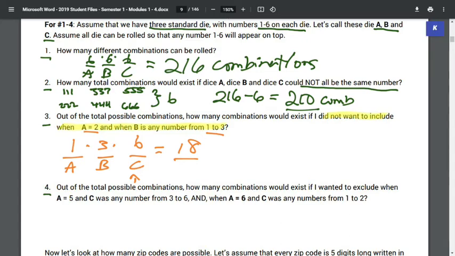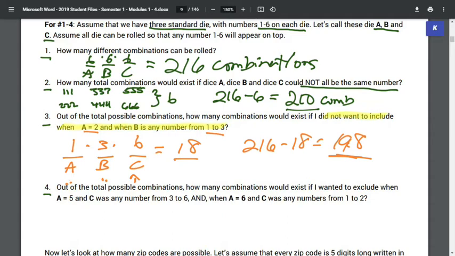I could list these restrictions out, but that would take some time. Once I meet these 2 that are given to me, it doesn't matter what C is. It could be any number. I'm still going to have that restriction. So I'm going to subtract that out. So 198 is going to be my final answer.